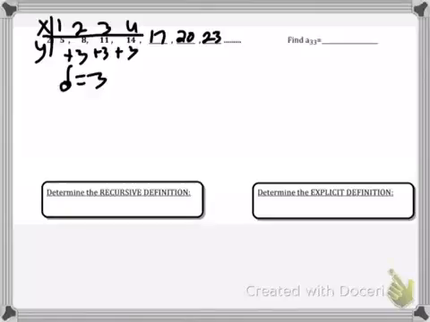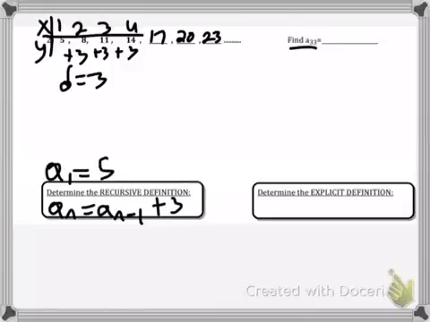Okay, let's do this one. We're going to use our explicit formula to do it. Our recursive right here would be a sub n equals a sub n minus 1 plus 3, and we know our first term, which is a1, would be 5. Alright.